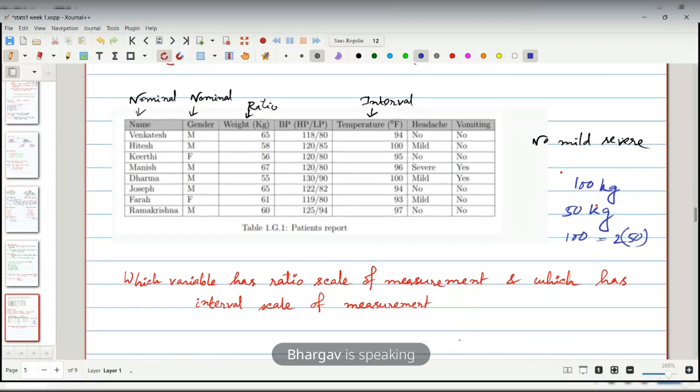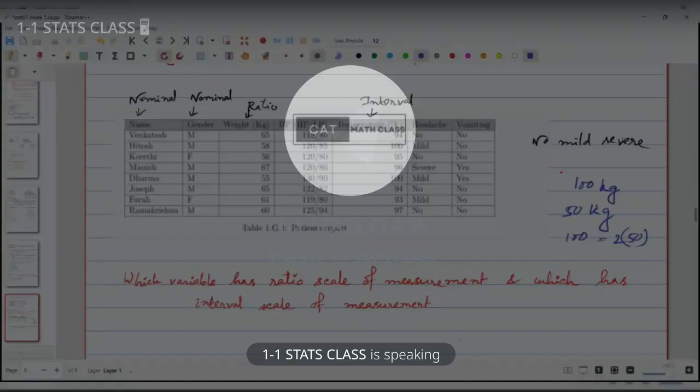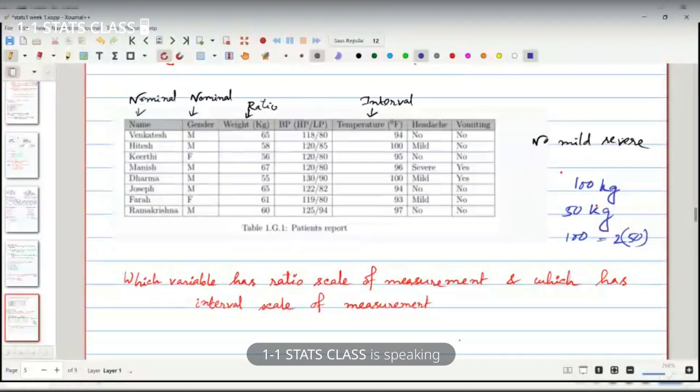So we know zero is the most important metric. Okay, got it. When there is an absolute zero, that is ratio, and if there is no absolute zero, we can go beyond zero. So that is interval scale of measurement. In temperature in degrees Fahrenheit, we can go beyond zero.